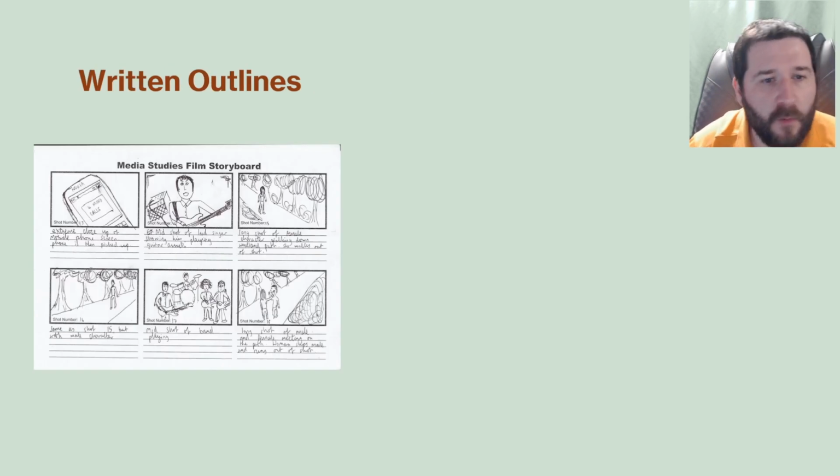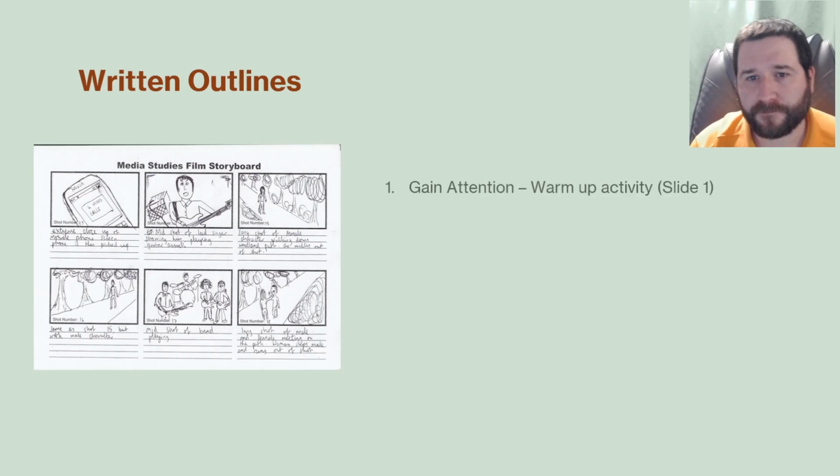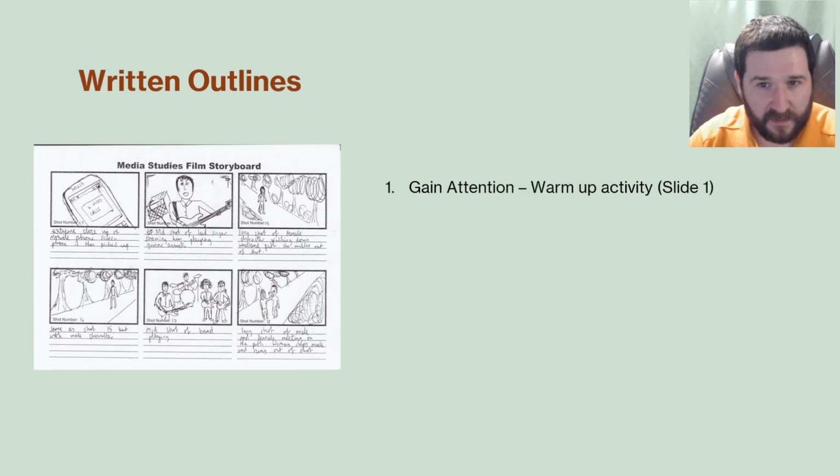All right, let's say we want to create a storyboard, but we're not sure what our scenes are going to look like yet. Perhaps we start with a written outline. Maybe we even follow in Gagne's steps and use those 9 events. A written outline might look something like this. 1, we want to gain the attention of the learners. We're going to do so with a warm-up activity on slide 1. I'm going to keep this really generic topic-wise so you can hopefully see it addressing your topic.